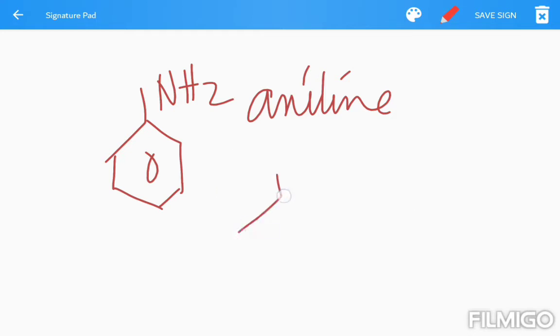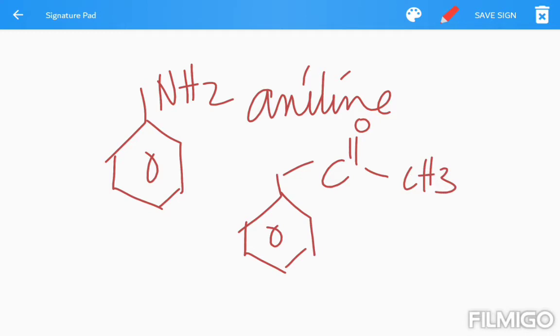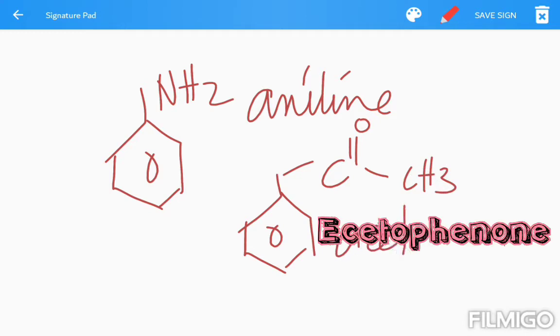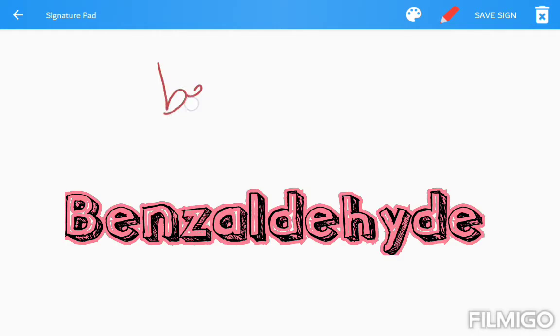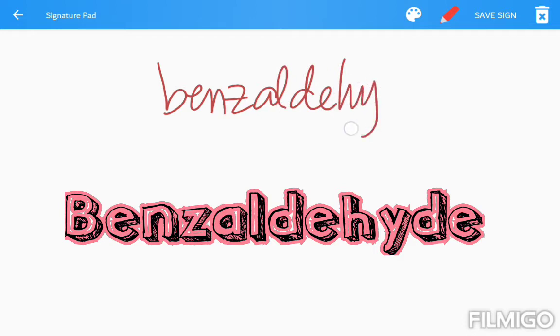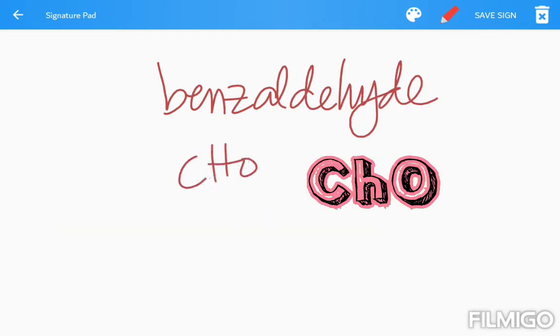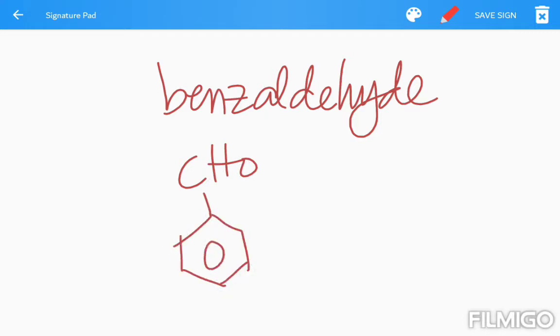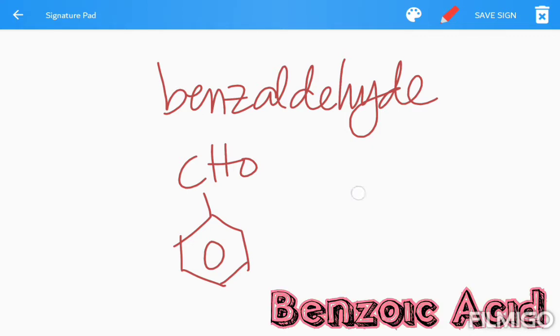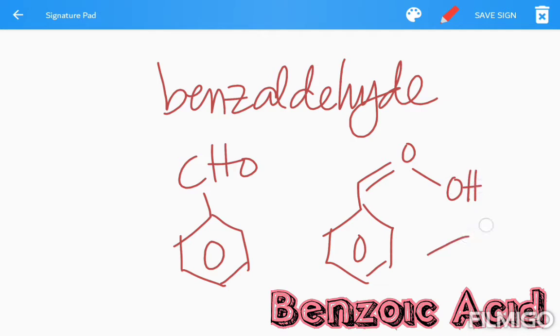Another example will be we have a benzene ring here and we have C double bond O and we have CH3. This will come up with a ketone and the name of it is acetophenone. Okay guys, so now let's move on to other common names. We have benzaldehyde. These are composed of CHO with a benzene ring, and also we have the benzoic acid, which has the benzene ring with a double bond and single bond OH, or simply COOH attached to a benzene ring.